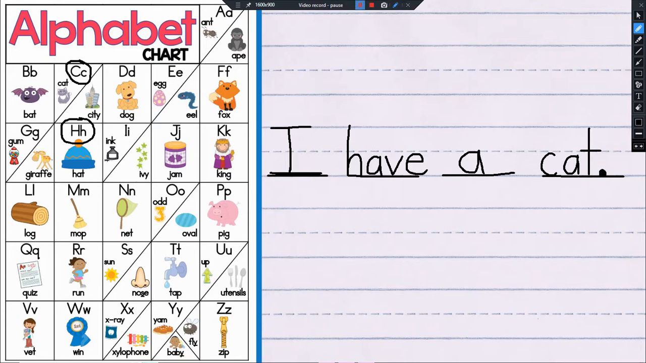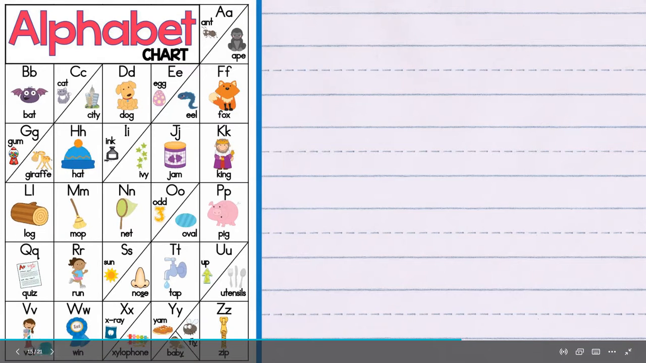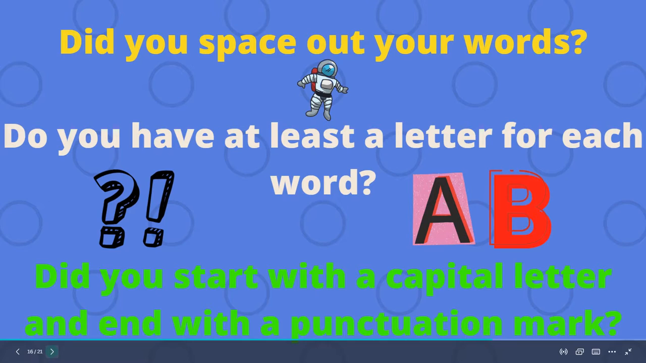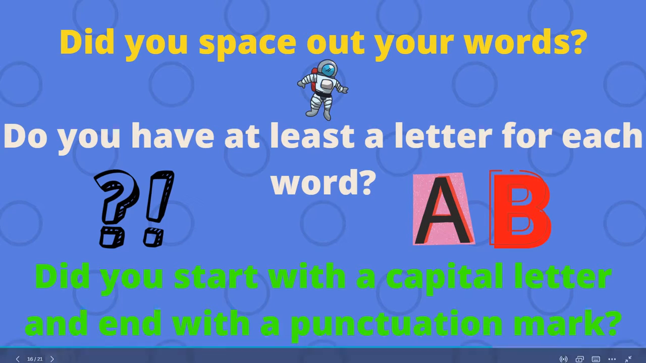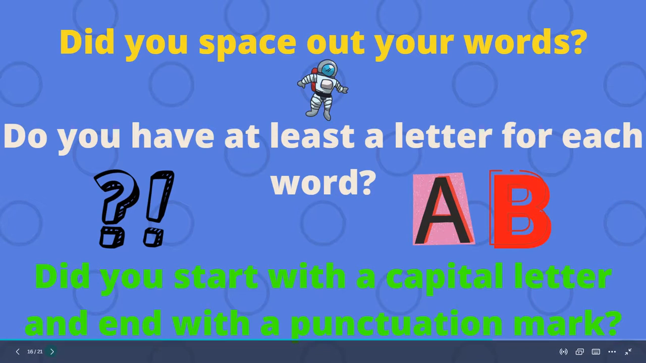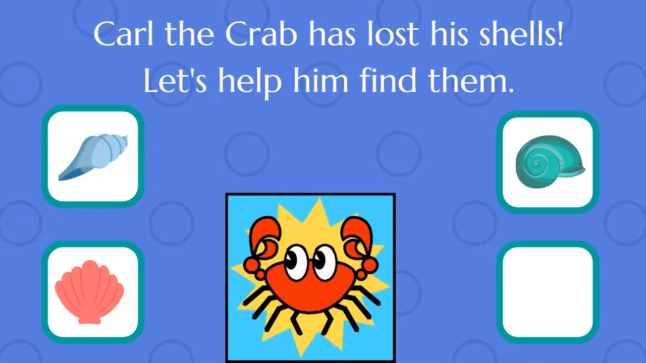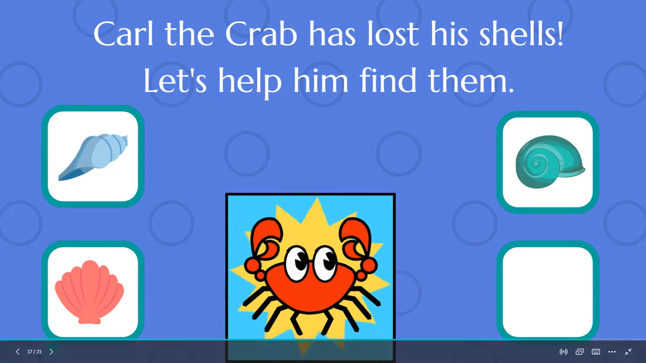All right, go ahead and work on your sentence. Get as many sounds in as you can hear. Use the letter chart. You can pause the video while you work. Did you space out your words? Do you have at least a letter for each word? Did you start with a capital letter and end with a punctuation mark? All right, you've earned another shell.